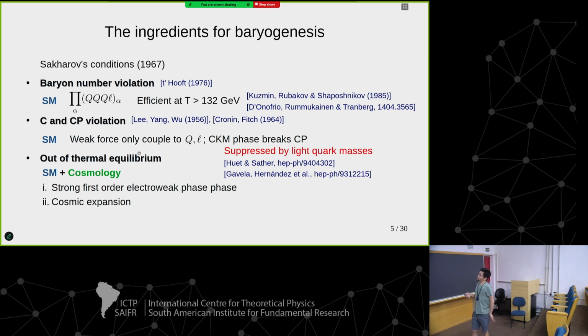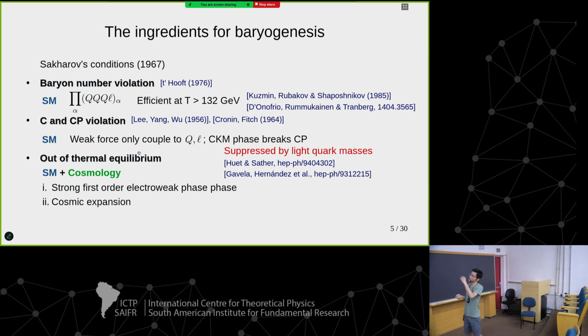It turns out that this is suppressed if you want to use it for baryogenesis, because the whole CP violation is not just the phase, but is proportional to the difference of the quark masses within the same generations. Since we have very light quarks, like up and down, if you combine the CP violation and then apply it at temperatures above this value, where you can use the source of baryon number violation, it is too suppressed.